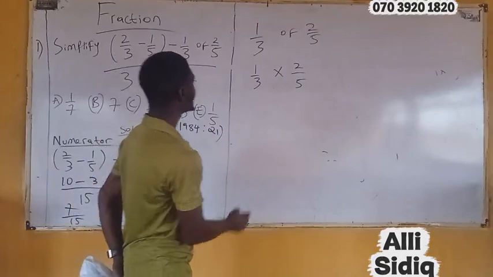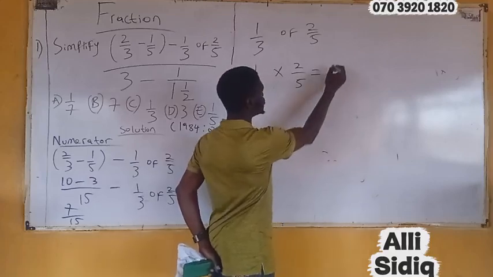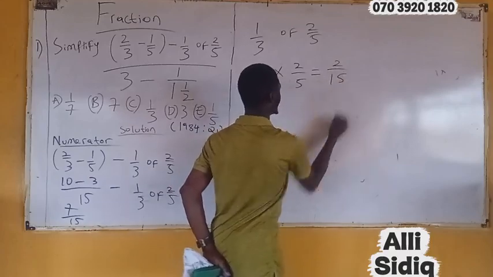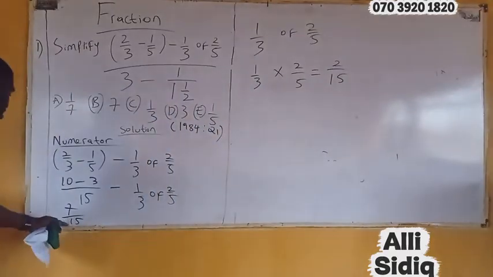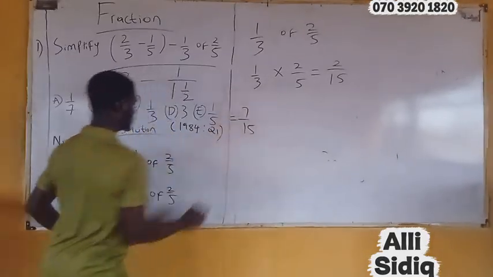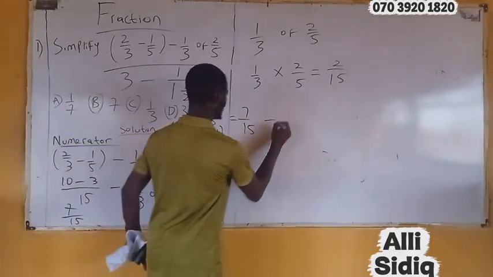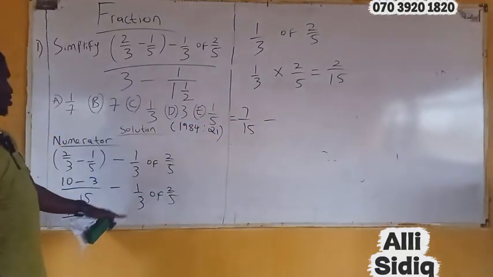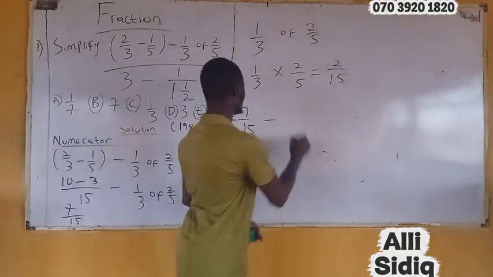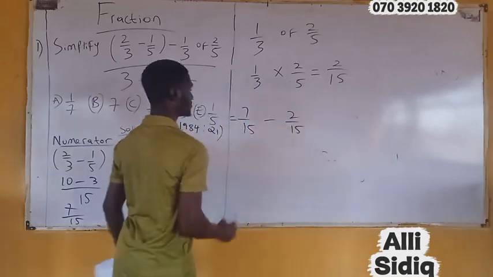So it becomes 1 times 2 is 2. 3 times 5 becomes 15. So bringing everything together now, what I have at the end of this is 2 over 15 minus 2 over 15.